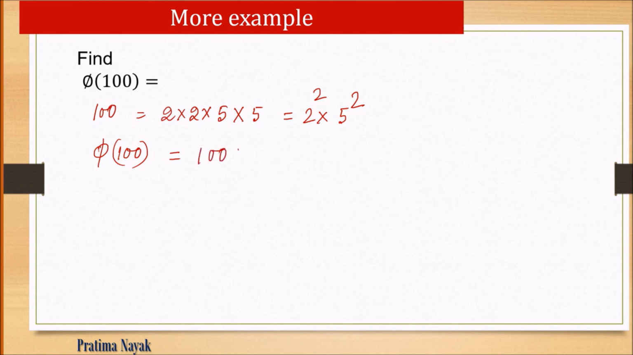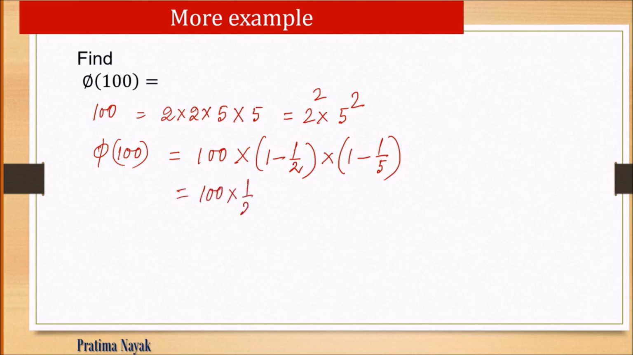100 multiplied by 1 minus 1 by 2, multiplied by 1 minus 1 by 5. So please note that it has nothing to do with the powers, only the prime factors we are writing here. So this will be 100 multiplied by 1 by 2 times 4 by 5. So 2 5s are 10, I'll cancel, so this is 40. So phi of 100 is 40.